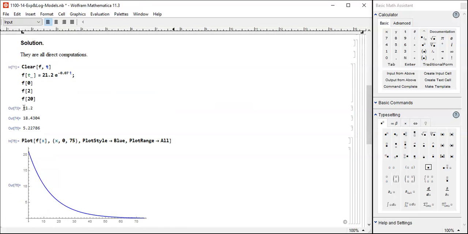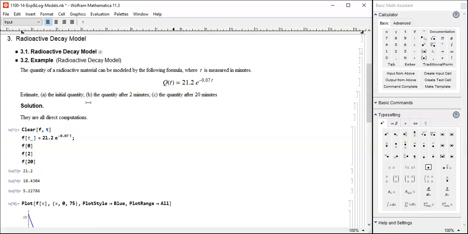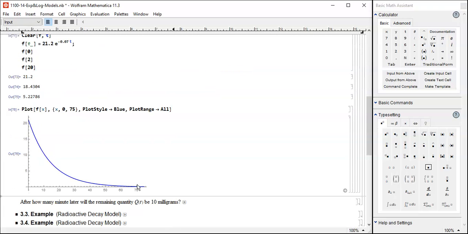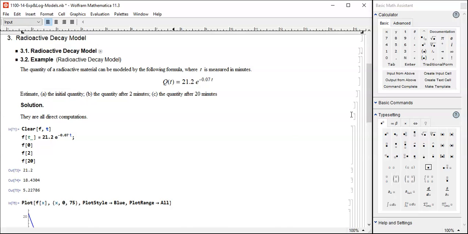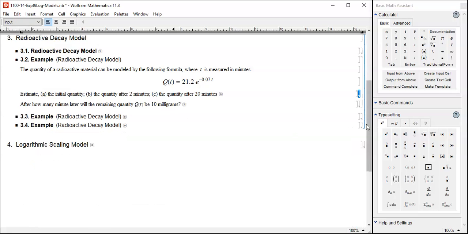And you're supposed to get 21.2, 18.43, and 5.22. This problem did not specify the unit of the radioactive material, so maybe it's grams or milligrams, I don't know. As time goes on, the quantity goes down. Eventually it'll go down very, very close to 0, but theoretically never actually reaching 0.